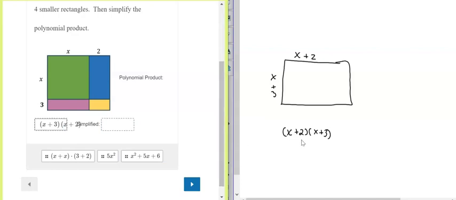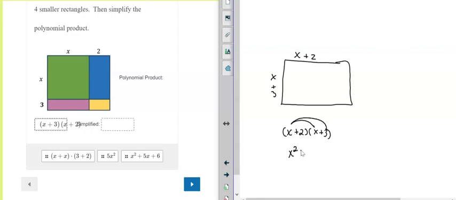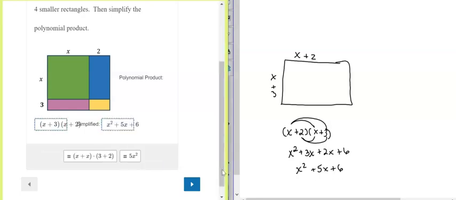Simplified is we're going to go ahead and actually multiply this out. So to multiply, you can just go ahead and do the first, last, foiling basically. But anyway, this is x times x, which is x squared. And then x times 3, which is 3x. 2 times x, which is 2x. And then 2 times 3, which is 6. And then add these two together, x squared plus 3 plus 2, because they're like terms, 5x plus 6. And that's this part right here.